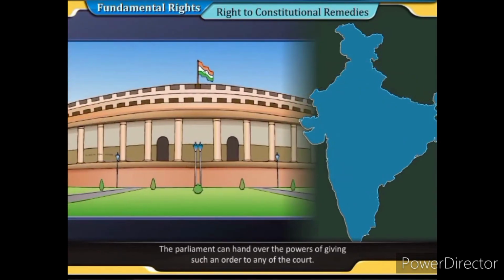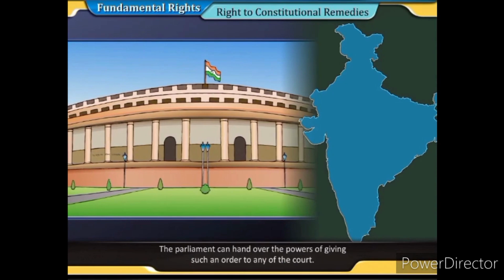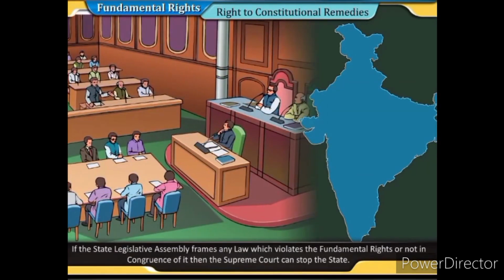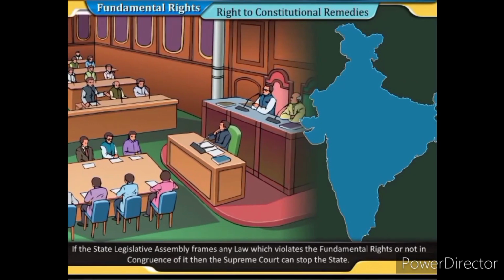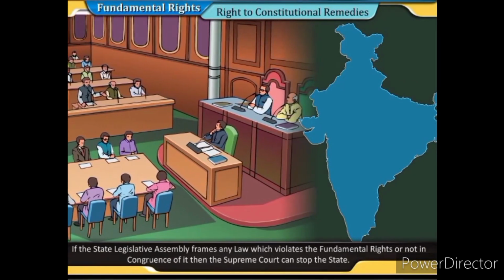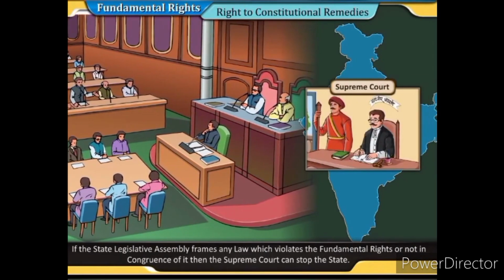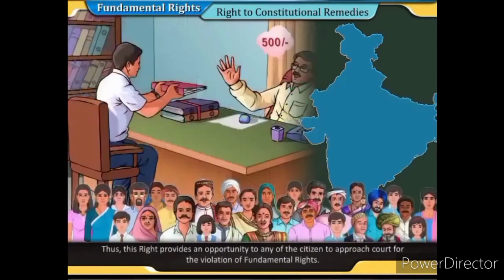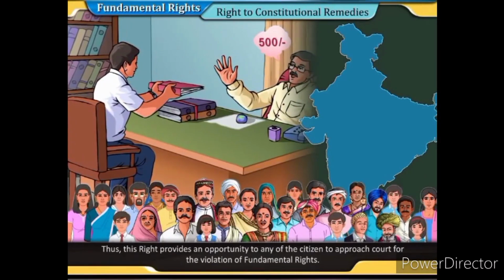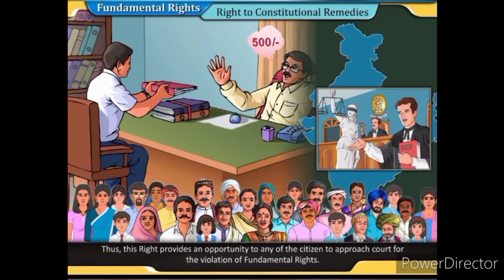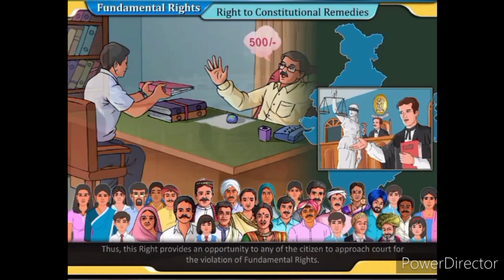The Parliament can hand over the powers of giving such an order to any other court. If the State Legislative Assembly frames any law which violates the fundamental rights or is not in congruence with them, then the Supreme Court can stop the state. Thus, this right provides an opportunity to any citizen to approach the court for the violation of fundamental rights.